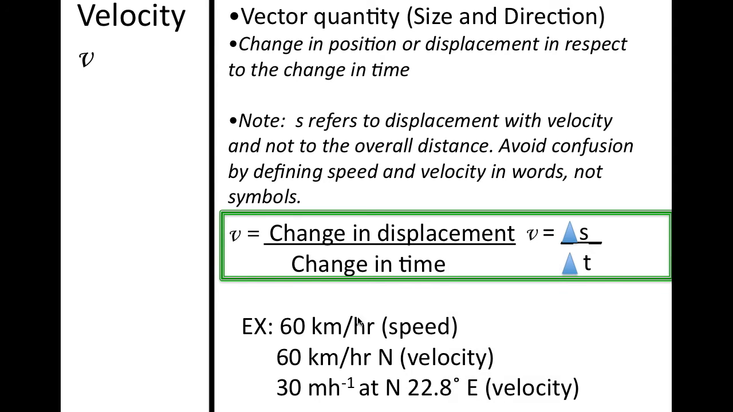For example, 60 kilometers per hour, when there is no direction given, is speed. This is an example of velocity because there is a direction given. Alongside here, 30 meters per hour at north, 22.8 degrees east. That is a velocity because clearly there is a direction given with the magnitude.